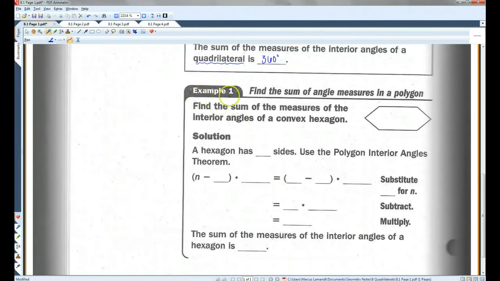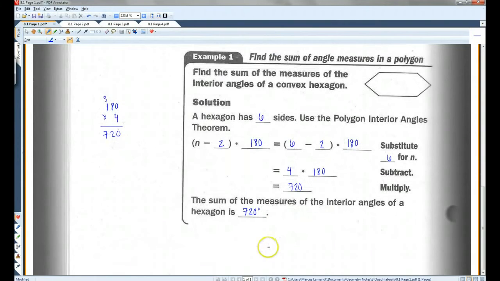Alright, for example, find the sum of the measures of the interior angles of a convex hexagon. Now remember, a hexagon has 6 sides, so we're going to use the polygon interior angles theorem, n minus 2 times 180. In this case, our n is 6. 6 minus 2 times 180. I plugged in 6 for n because it has 6 sides. 6 minus 2 is 4. 4 times 180 is 720. So the sum of the measures of the interior angles of a hexagon is 720 degrees. Alright, let's go on to page 2.